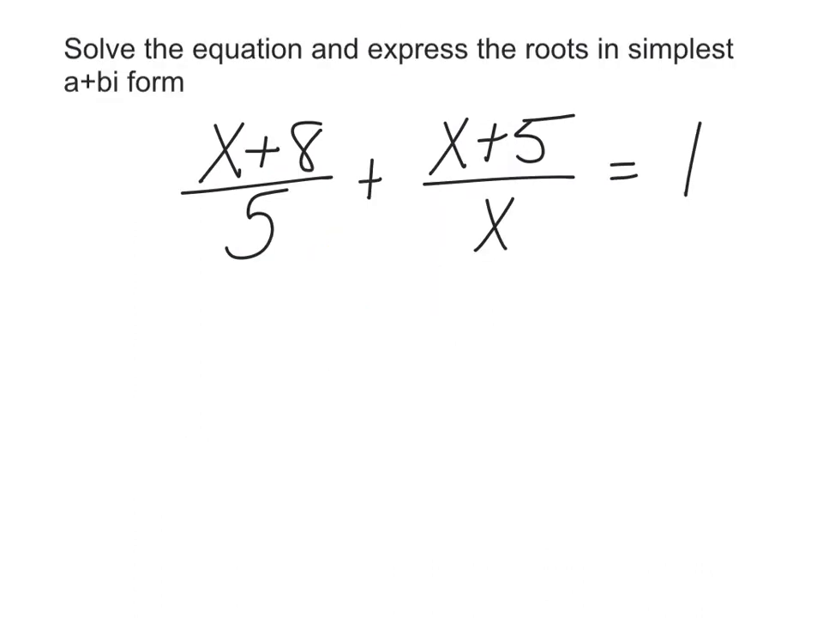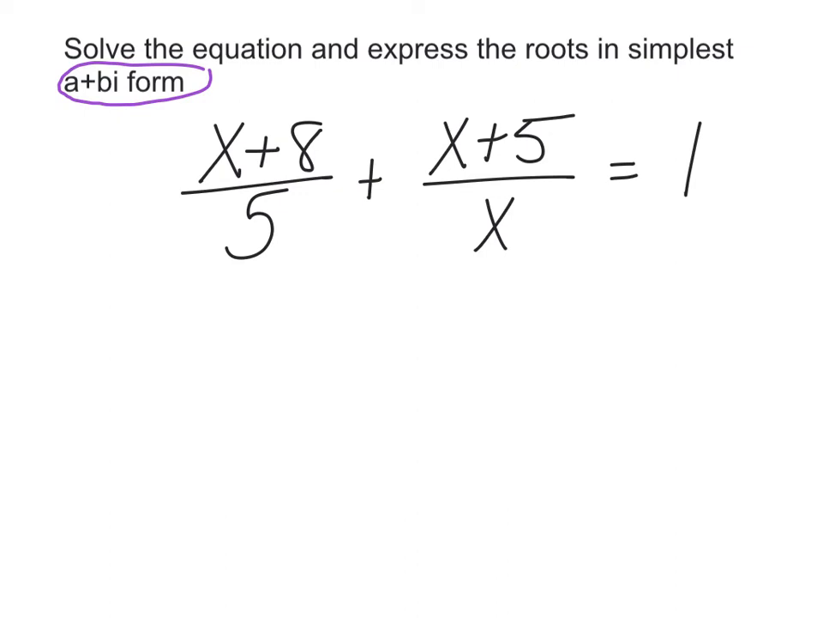Well, here we go with our third example. Solve the equation and express the roots in simplest a plus bi form. Well, we've seen nearest tenth, we've seen simplest radical, now they threw simplest a plus bi form. So what are they hinting? Well, as soon as you see an i, you should be saying, hey, I better get an imaginary number.